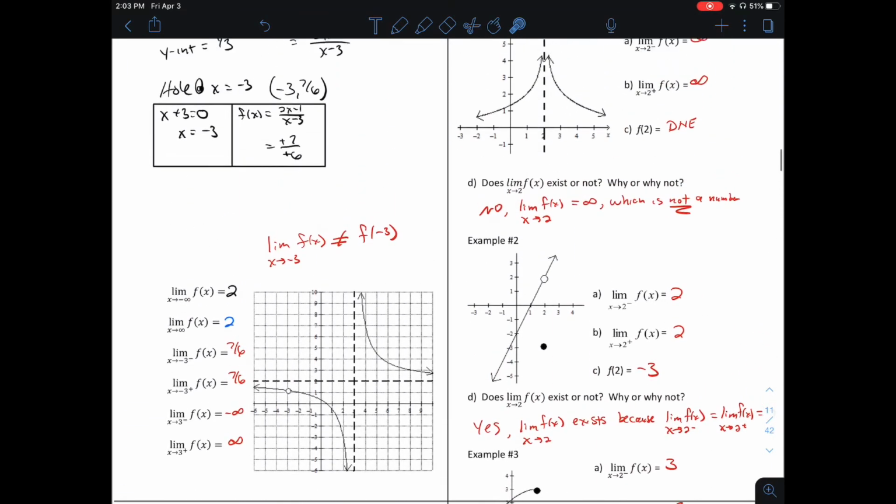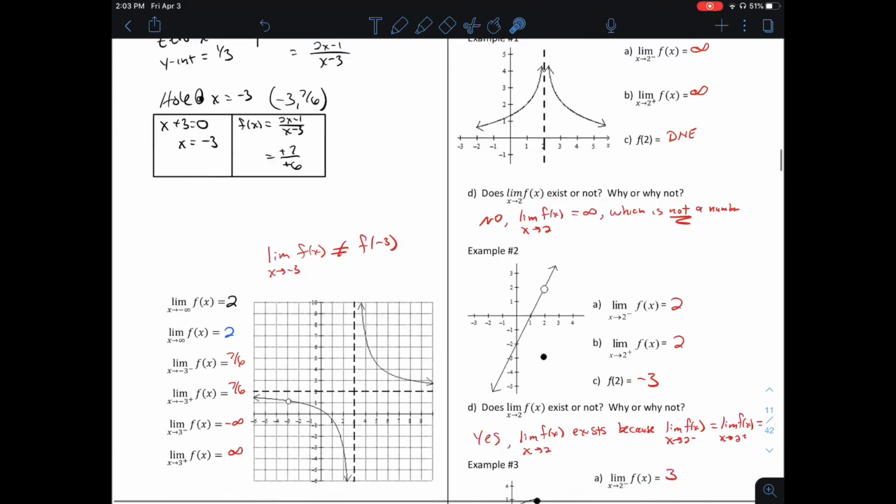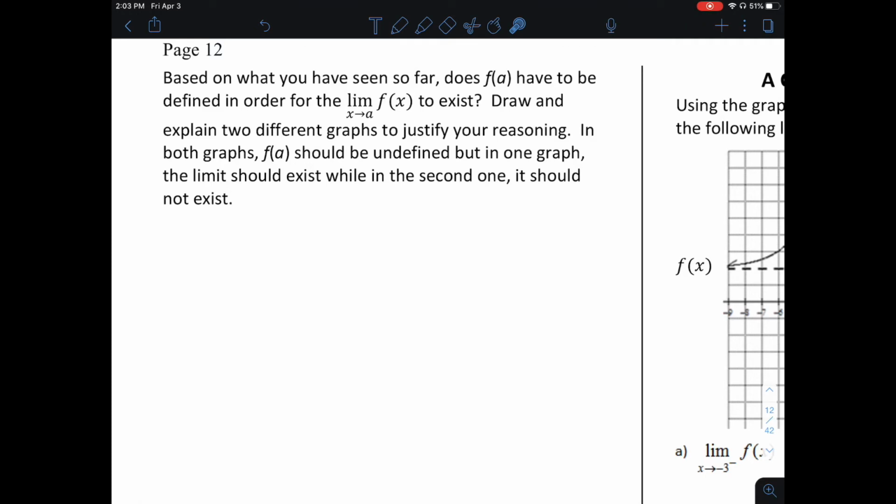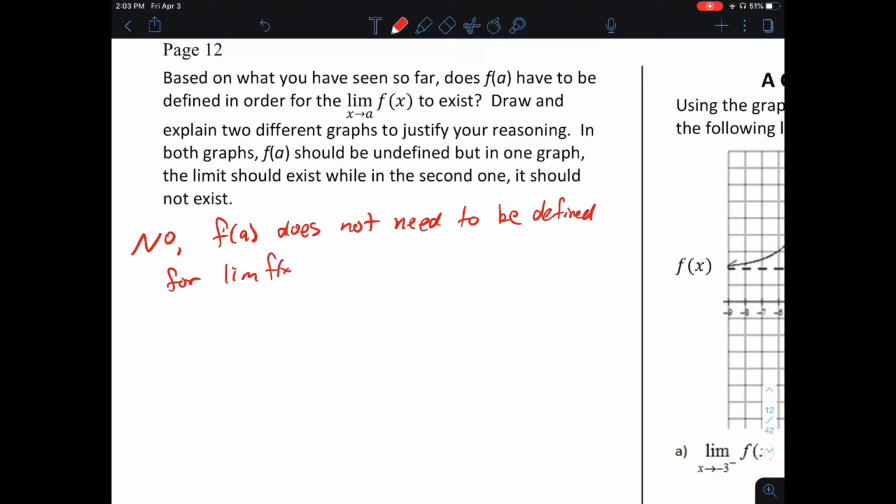We would say no. We weren't given any examples like that, so let me tell you it's no, and I'll give you my reasons. We just can't say no, because that's bush league. f of a does not need to be defined for the limit of f of x as x approaches a to exist.